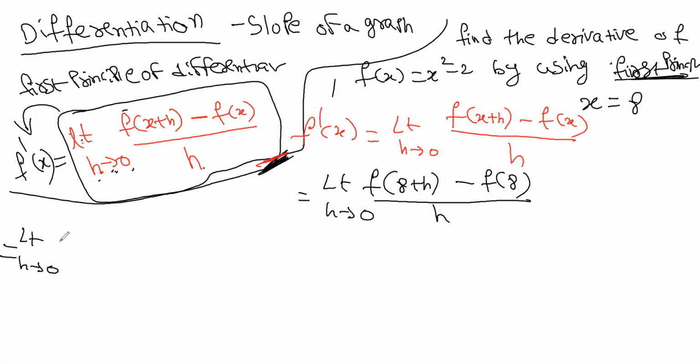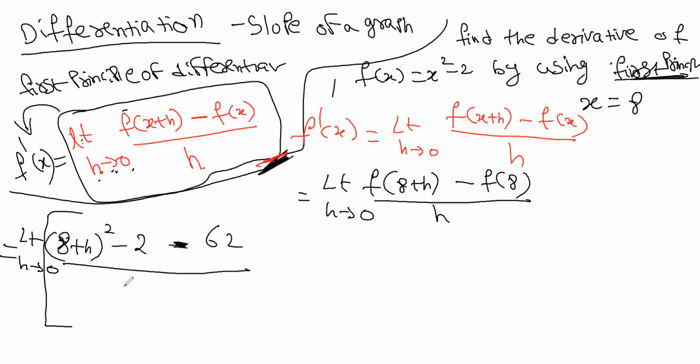So (x+h)² minus 2, right? Minus 62. F of 8 is 62. That is 64 minus 2, that is 62, right? Divided by h. It's all in the calculation. That's it.